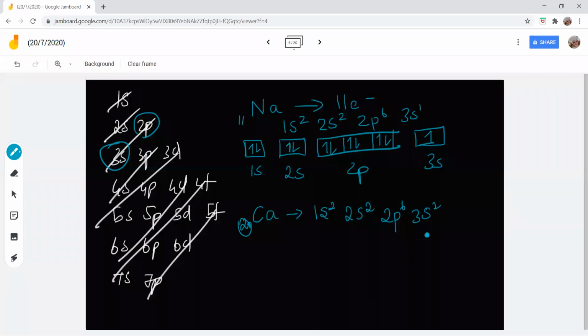So we'll continue now. After 3s, which orbital gets filled? 3p. In 3p, how many electrons will you fill? 6 electrons. Very good. After 3p? 4s, ma'am. In 4s, how many electrons? 2 electrons. So have we filled 20 electrons now? Yes, ma'am. Now shall we write in box notation?